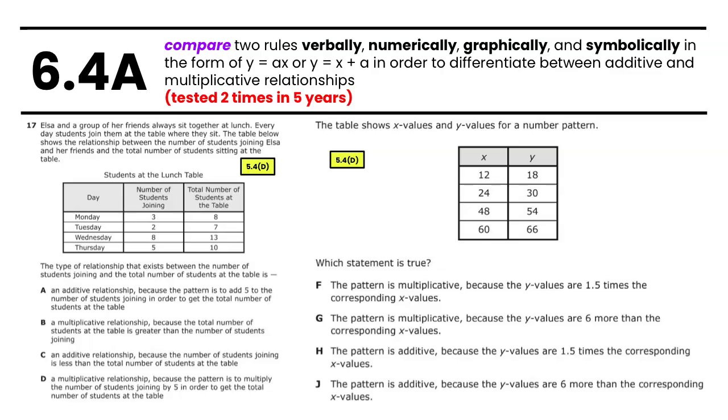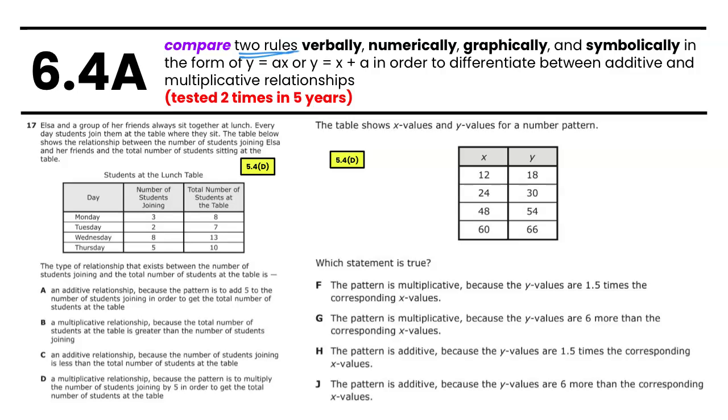And there's actually a supporting TEK that also goes along with this concept that we teach in 6th grade. TEK 5.4d says that students must be able to recognize the difference between additive and multiplicative numerical patterns given in a table or a graph. What changes in 6th grade is that they also have to be able to do that from an equation, and usually they have to do 2 rules. That's why our TEK says 2 rules: verbally, numerically, graphically, and symbolically.